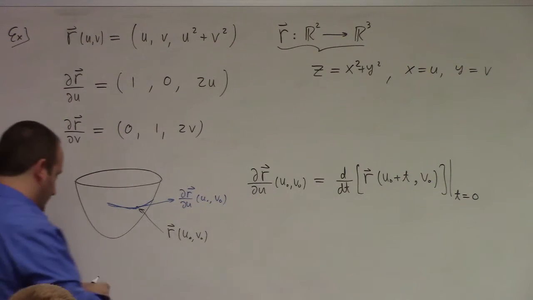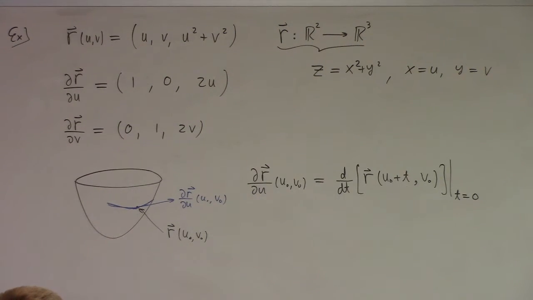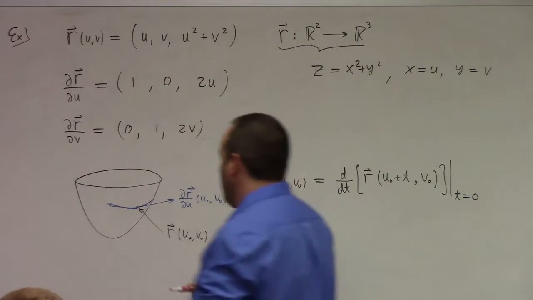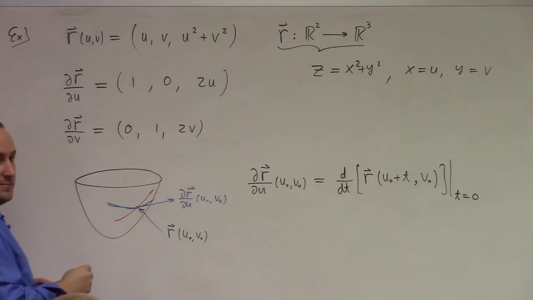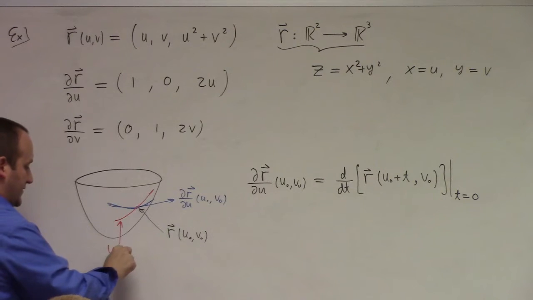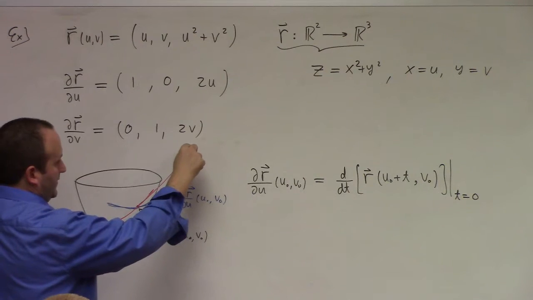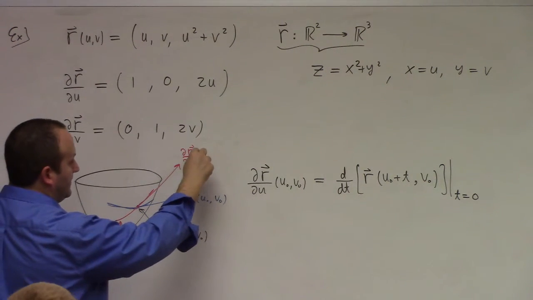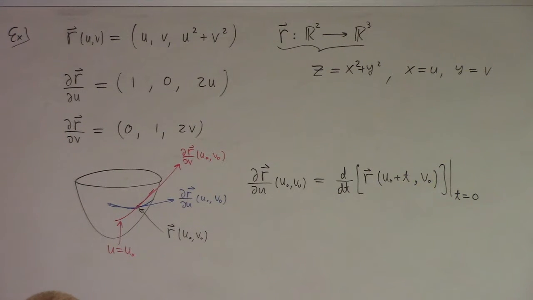And how about the other one? Well, the other derivative we're looking at, what's its significance geometrically? There's some other path, I don't know exactly what it looks like. Maybe that's u equals u naught, so the u is fixed, and there you've got partial r partial v, because v is the variable on that path, right? So how would you find the tangent plane then?